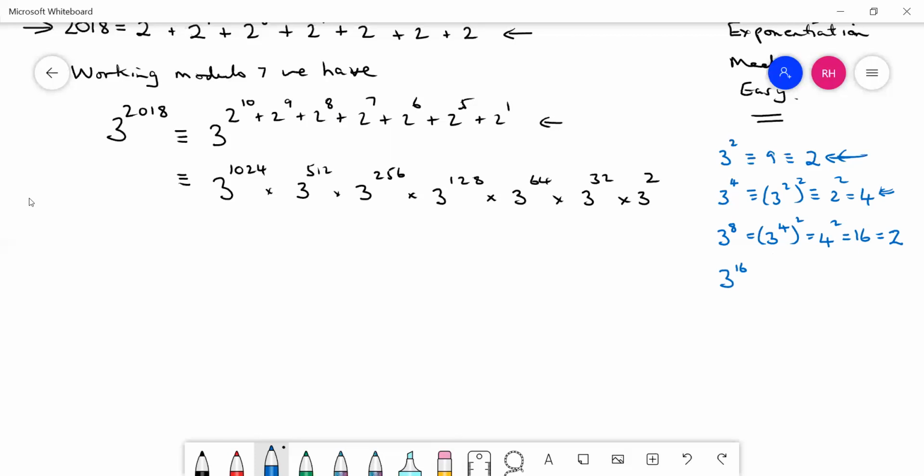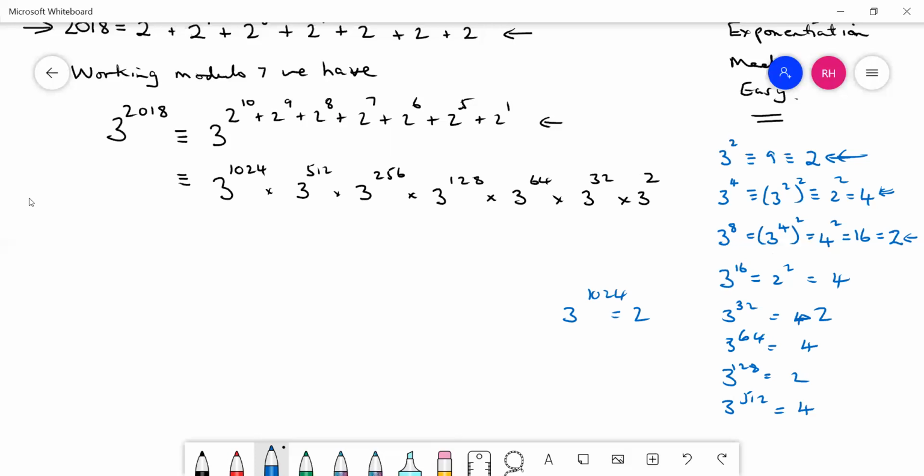If you think about it, what's happening is it's going in this cycle, which is well understood by mathematicians. If you do higher level maths, you'll see what this is all about. This is not surprising. So 3 to the 16 is going to equal 2 squared, which is equal to 4. 3 to the 32 is 2. 3 to the 64 is 4. 3 to the 128 is 2. 3 to the 512 is 4. And the last one is 3 to the 1024, which is 2.